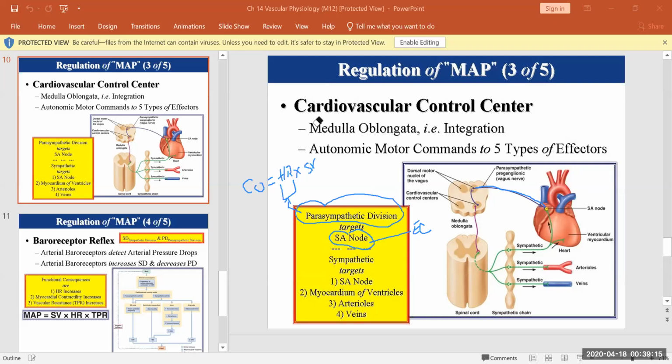So let's get that out of the way, the contribution of the parasympathetic division. Now moving on to the more important one, the sympathetic division.